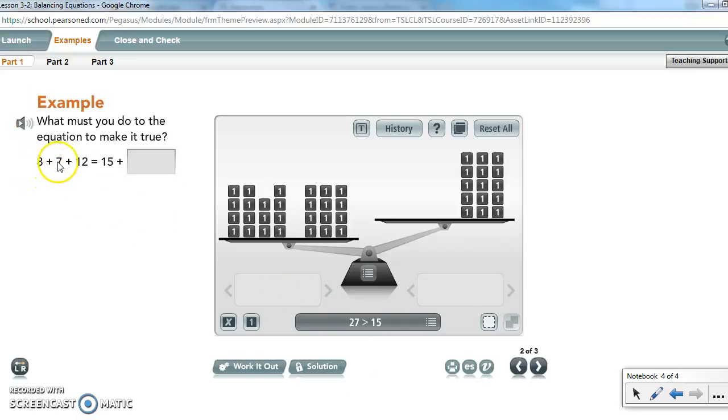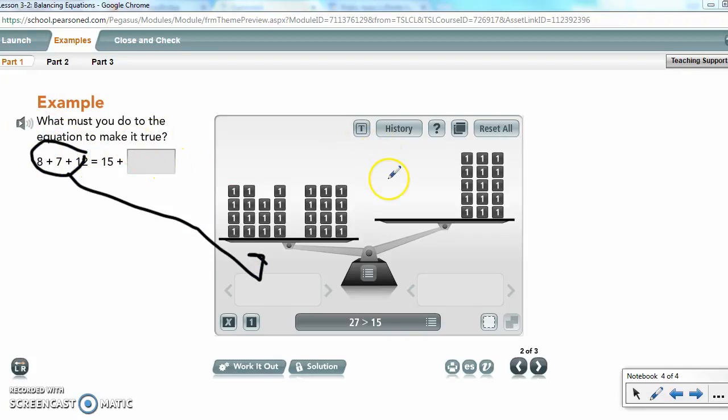So it says 8 plus 7 plus 12. So I'm going to circle that. Would be on one side of my balance beam. And on the other side would be 15 plus a number. Well, what's 8 plus 7 plus 12? Well, I know that 8 plus 12 is 20, and 20 plus 7 is 27.